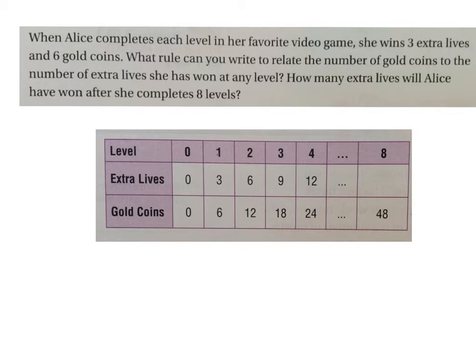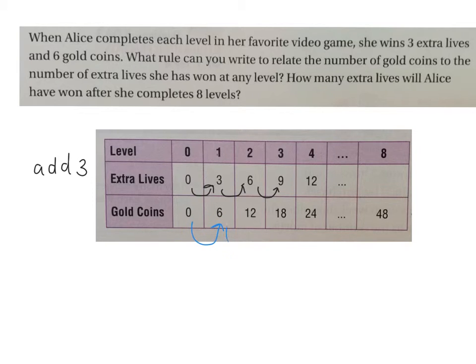In order to figure out how to relate the level or the number of extra lives to the number of coins, let's first look at each individual rule, okay? How can Alice figure out how many lives she will have when she completes each level? How does she get from 0 to 1 or from 1 to 2 or 2 to 3, etc.? What's the rule just for extra lives? Rashika? Add 3, yeah. Okay. What about for coins?